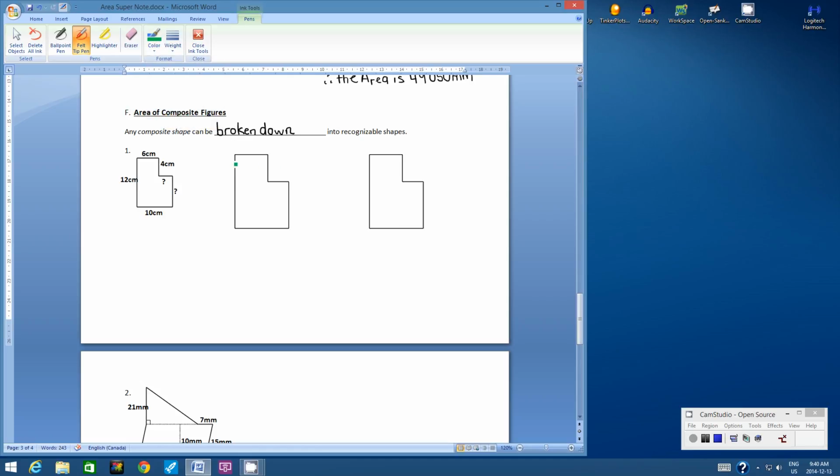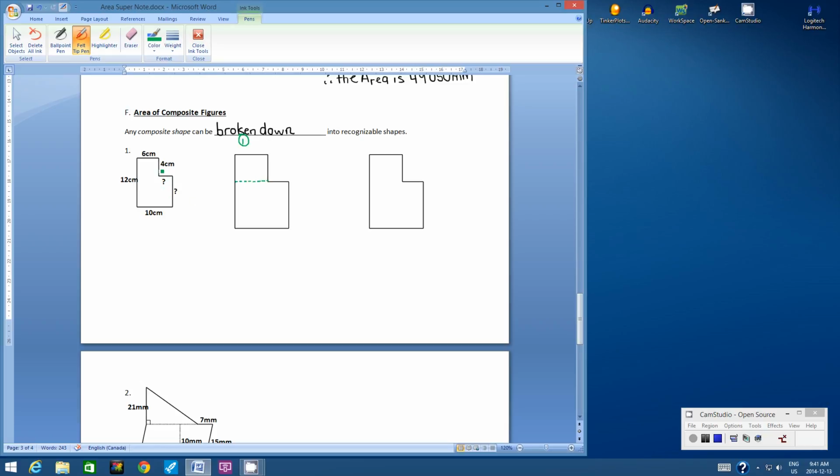If I look at strategy 1, I can use my scissors and cut this shape across right there. Therefore, I've created what looks like a square or a rectangle, and this one probably looks like a square or a rectangle as well. So if we have this strategy, let's see what kind of measurements we have.